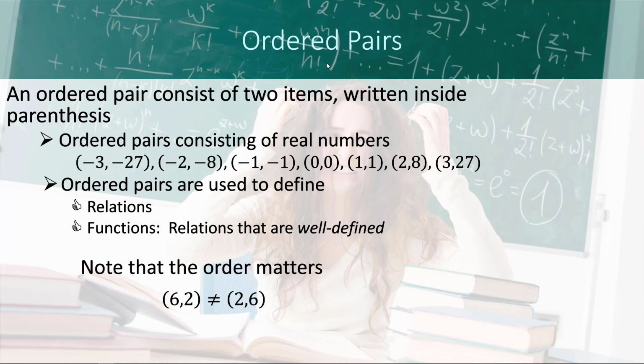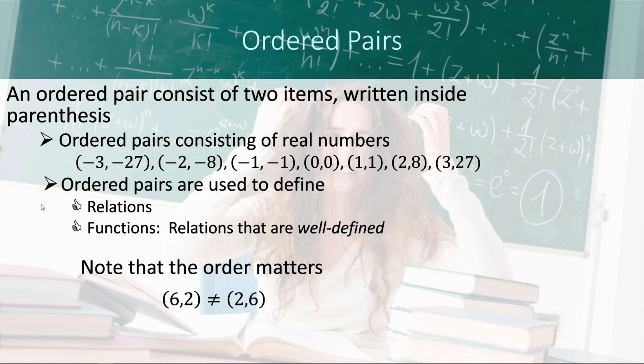So let's start off with ordered pairs. Now, an ordered pair looks a lot like an open interval in interval notation, but it is not. Instead, it consists of two items written inside parentheses. Those items can be numbers, they can be names, they can be practically anything. But typically in our course, since this is math, we will be dealing with numbers. So here are ordered pairs consisting of real numbers, or in this particular case, actually integers.